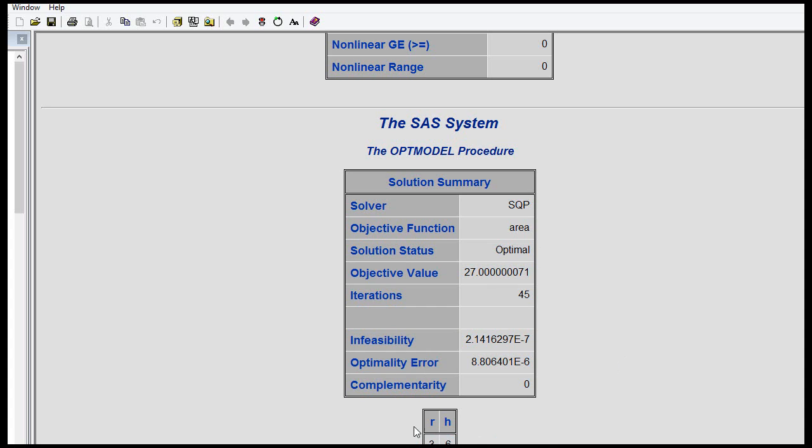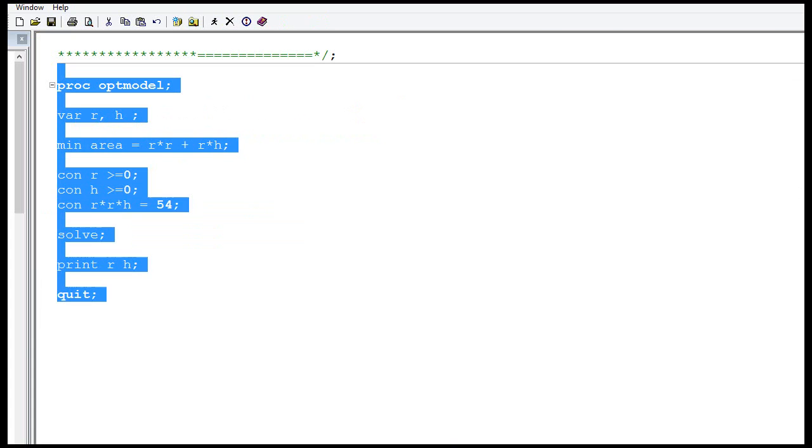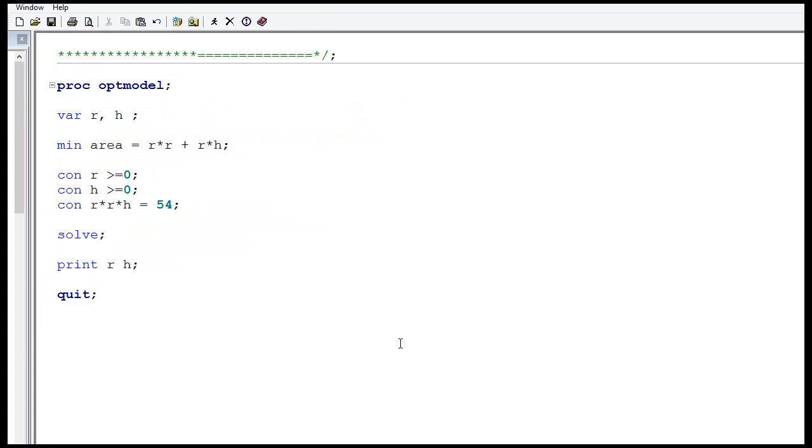It's the best solution that we can find for this problem. And what are the R and H for which the surface area is minimized? I can see R is 3, H is 6. So for radius equal to 3 and height equal to 6, the surface area is minimized for a volume of 54 pi. So this is how you solve an optimization problem in SAS.